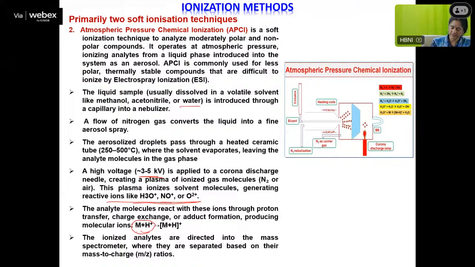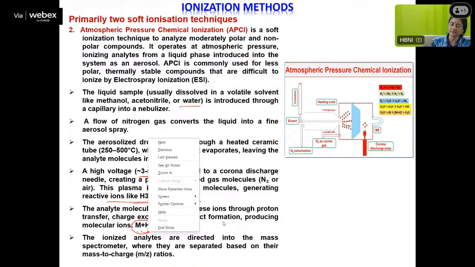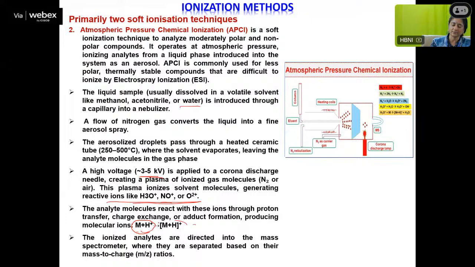Your molecule of interest interacts with H+, the charge transfer happens, and then this ion is formed. The ionized analytes are directed into the mass spectrometer, where they are separated based on their mass to charge ratio. A typical picture of this is given here. You can go through it.